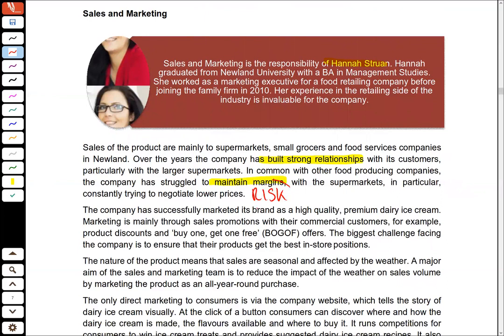So again, we've got a risk area here when we start to think about maybe changing the mix of our product, because obviously we know that we are a high quality premium dairy ice cream company. Okay, so it would change who we are if we were to change that mix around. Obviously, there's a lot of promotions such as buy one, get one free offers.